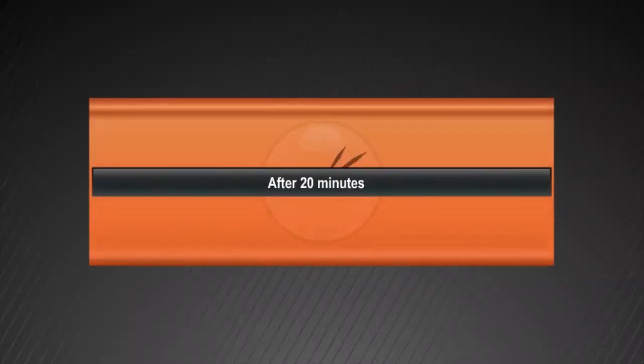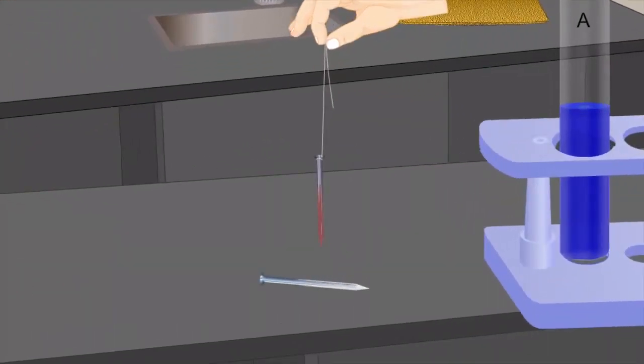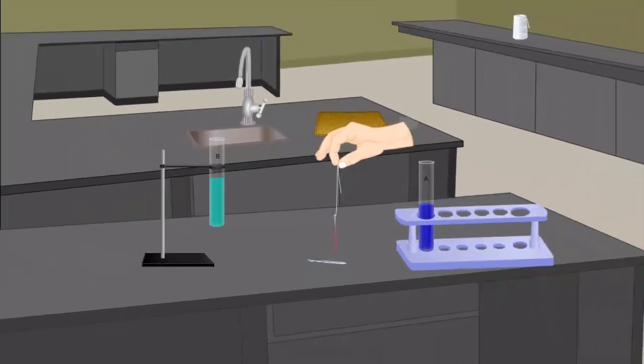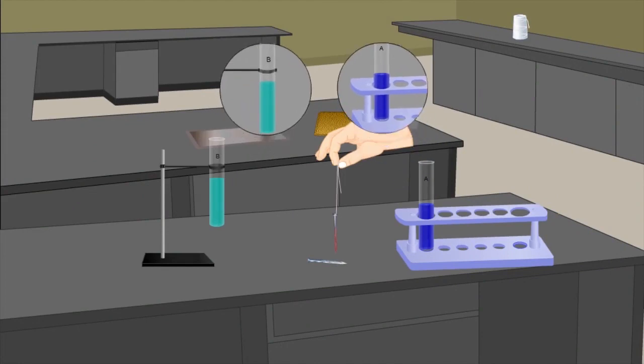What we will see after 20 minutes is that there is a change in the color of the solution. Take out the nail and you will see the change in the color of the nail as well as the solution. When we compare the first nail to the second nail, we realize that there is a difference. There is also a difference in the color of test tube A and test tube B.